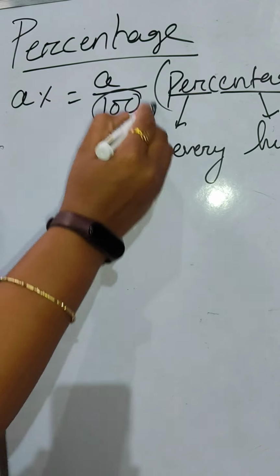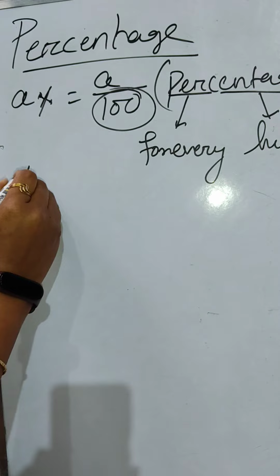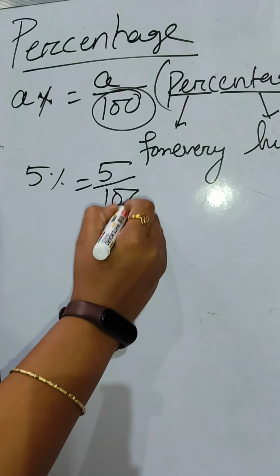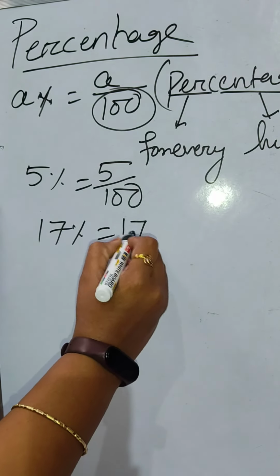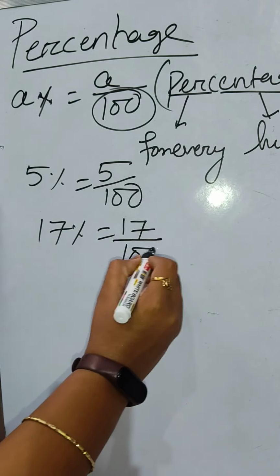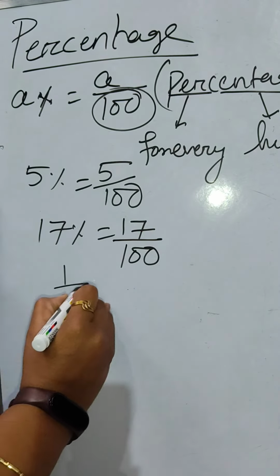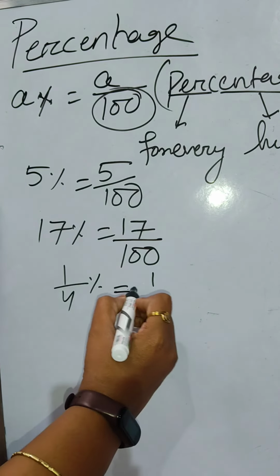So this percentage sign means divided by 100. Any number with a percentage sign means divided by 100. Like 5% is equal to 5 by 100. 17% is equal to 17 by 100. It's very simple to write any percentage in fraction or decimal form. Similarly, 1 by 4% is here.